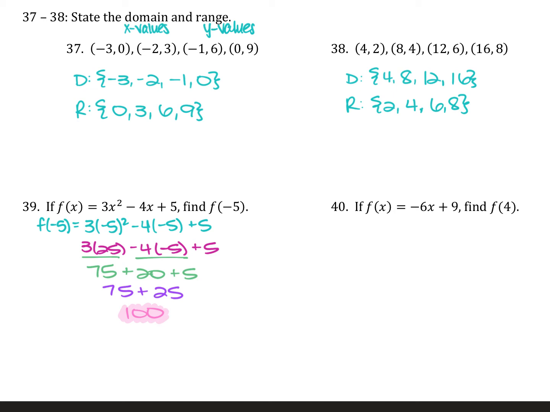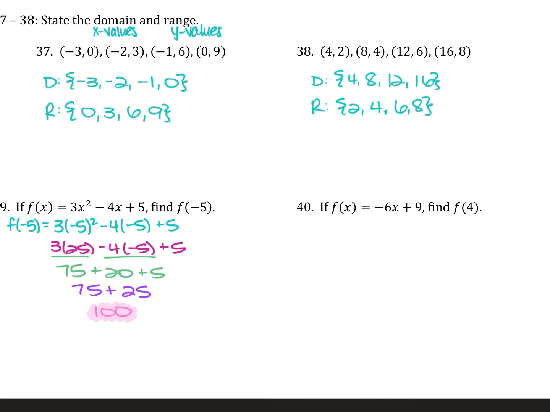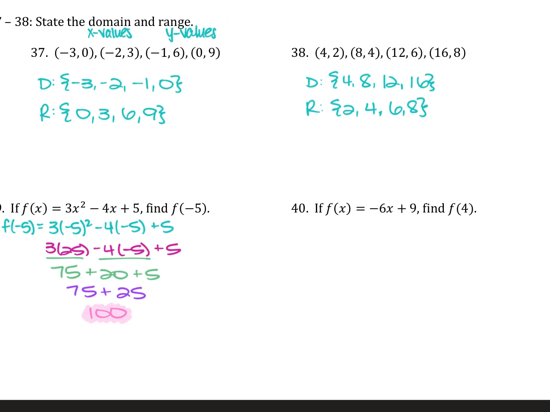For 40, you have f of x is equal to negative 6x plus 9, and you're finding f of 4. So we're going to plug in the 4 wherever we see an x. So that's going to be f of 4 is equal to negative 6 times 4 plus 9. The negative 6 times 4 is negative 24, plus 9 gives us negative 15.